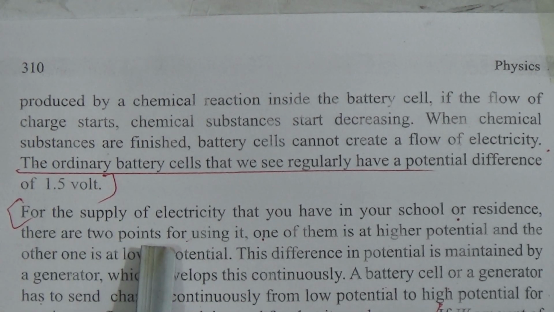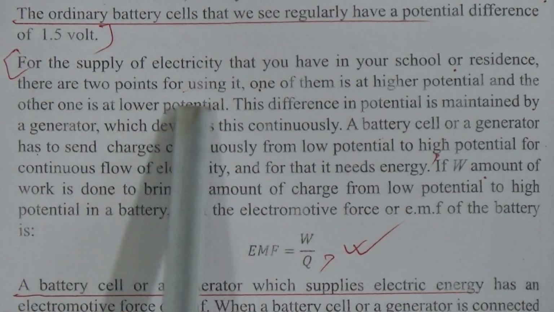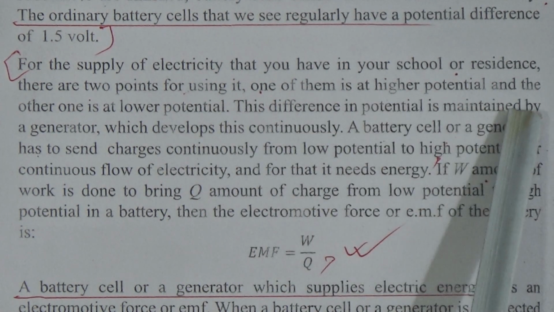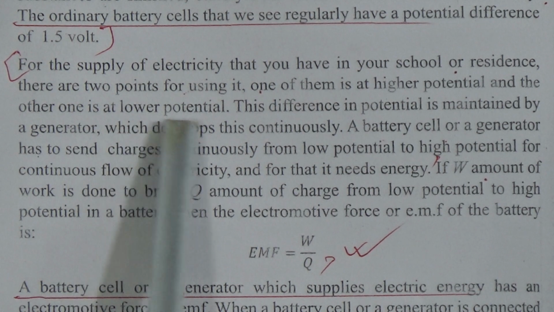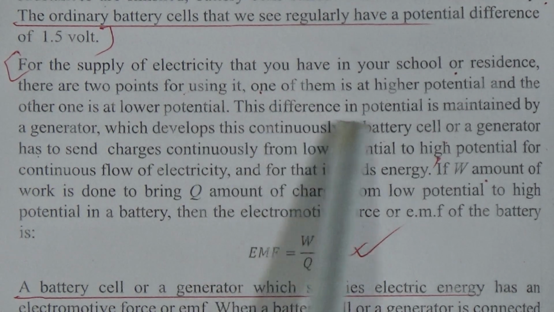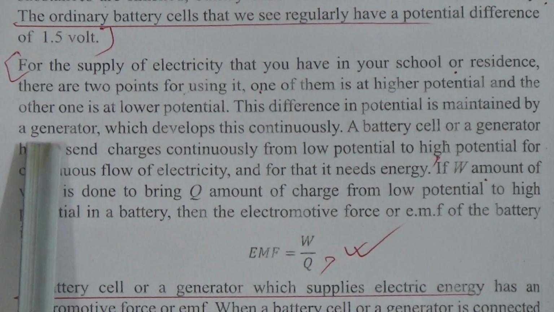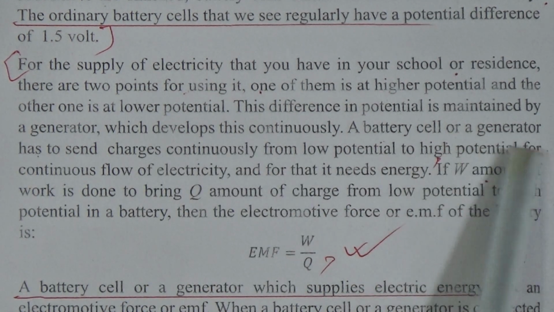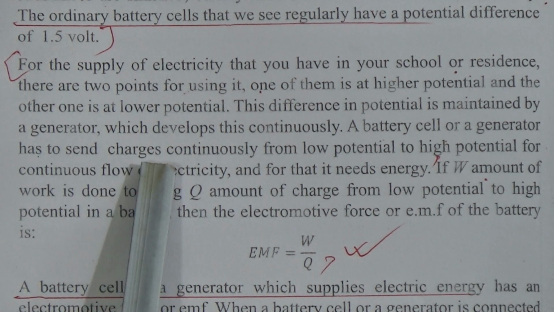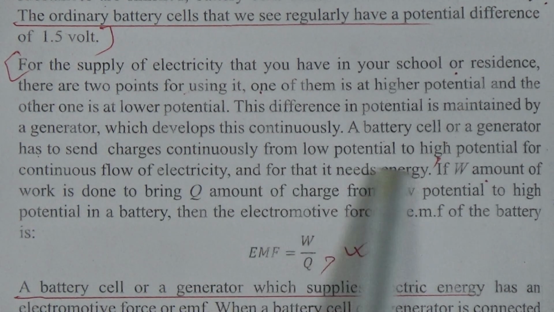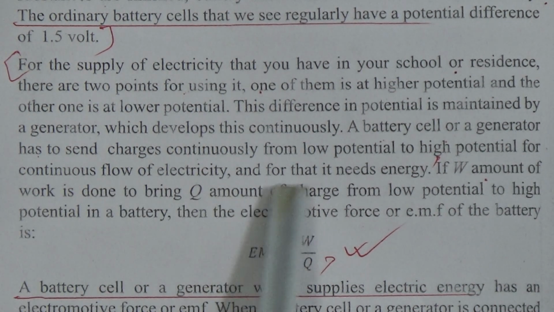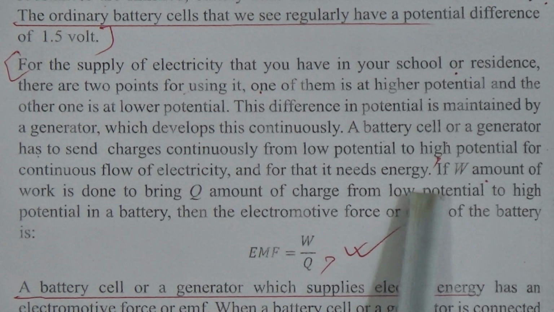So for the supply of electricity that you have in your school or residence, there are 2 points of use for using it. One of them is at higher potential and another one is at lower potential. This difference in potential is maintained by a generator which develops this continuously. A battery cell or a generator has to send charges continuously from low potential to high potential for continuous flow of electricity, and for that it needs energy.